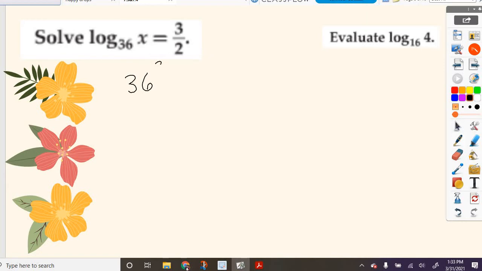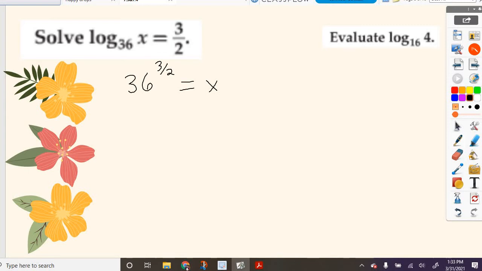So that means that 3 halves has to be my exponent. And then whatever's on the inside of my logarithm is what goes on the right-hand side. And lucky for us, notice that just by switching it to exponential form, my x is now solved for. I don't have to do anything else. The only thing that we have to do is simplify that 36 to the 3 halves. But we've dealt with things like this before.